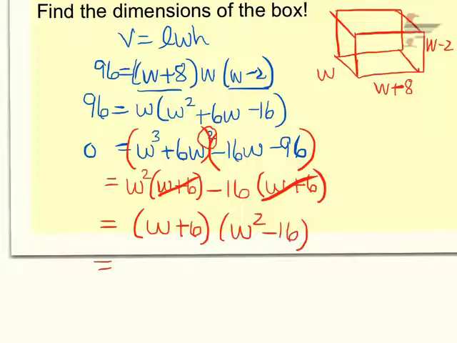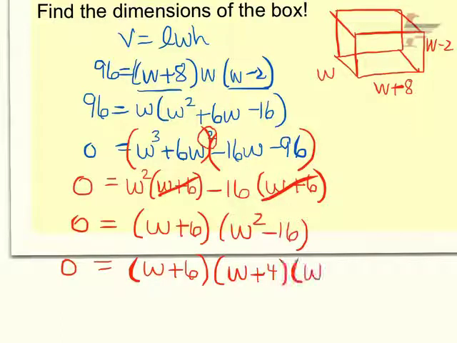Not that it will make or break the problem, but W squared minus 16 also factors down to W plus 4 and W minus 4. Although you really could solve that without taking it that far. Now if I set each of these equal to 0, I can solve those, and I'm sure you're getting to the point where you can probably do that in your head. So this is going to be W equals negative 6, and this one will be W equals negative 4, and this is W equals 4.